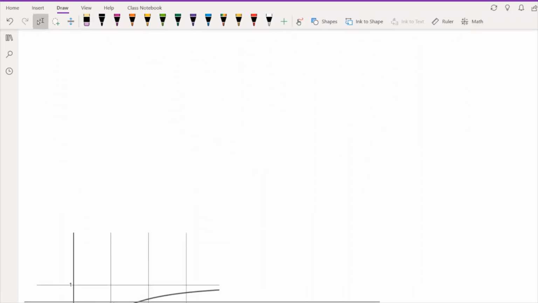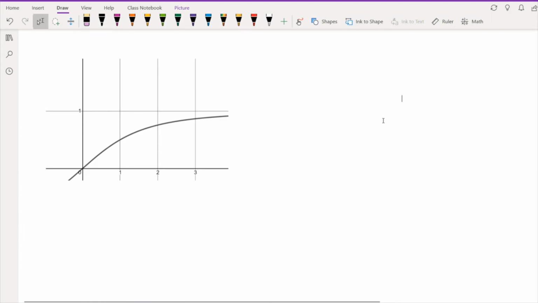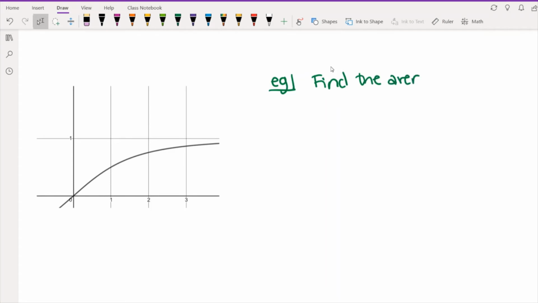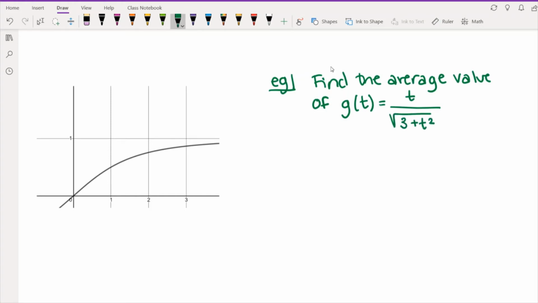All right, so next example we're going to look at. For this one, we're going to be finding the average value of the function g of t is equal to t over the square root of 3 plus t squared. And we're going to be focusing on the interval from 1 to 3.